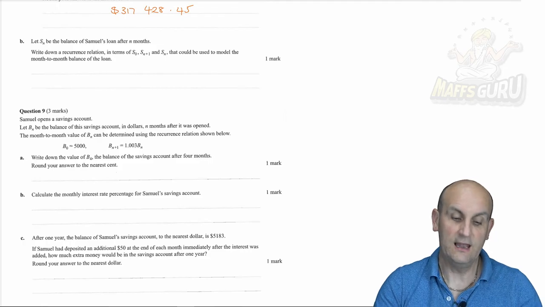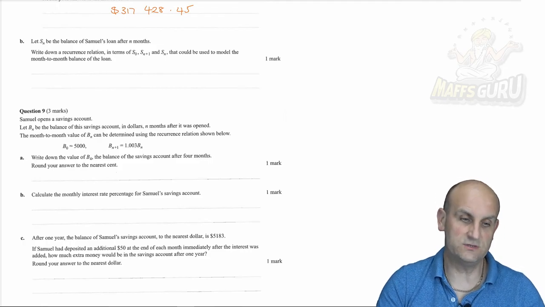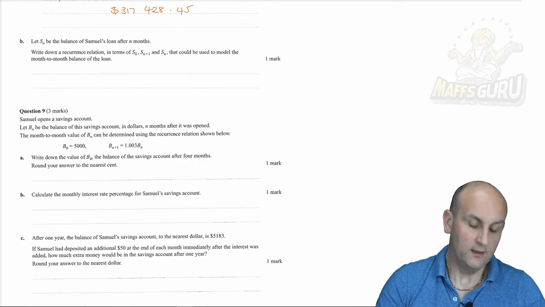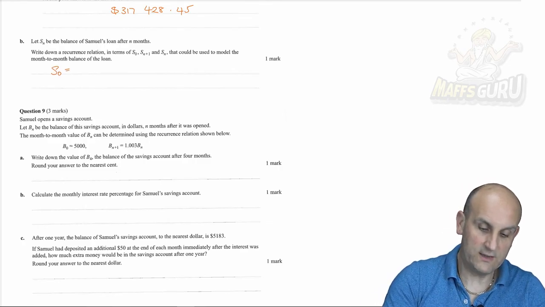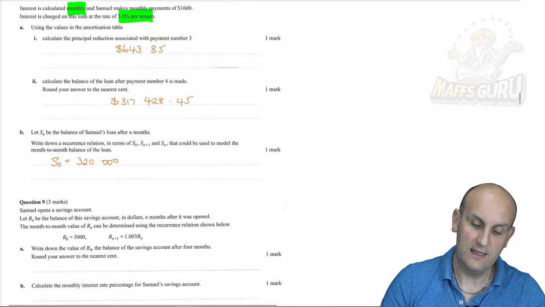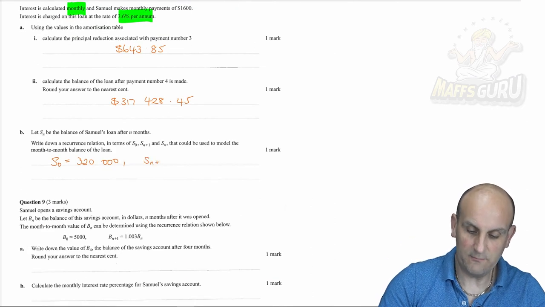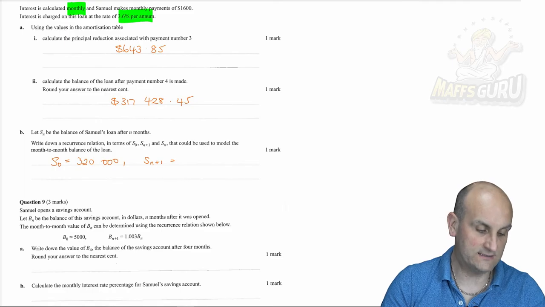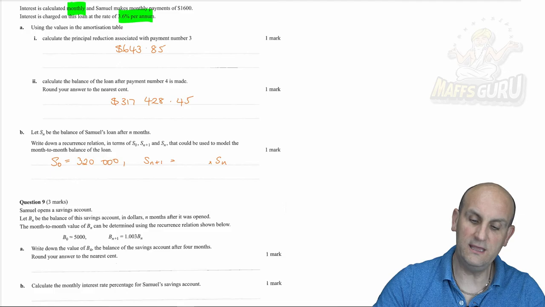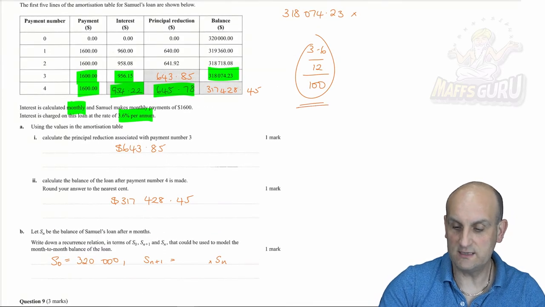Don't round. Let Sn be the balance of Samuel's loan after n months. Write down a recurrence relation in terms of those that could be used to model the month-to-month balance of the loan. Now, here we go. We know that S0 is equal to 320,000. That came from our first value. That was our opening balance. And we now know that to get to S of n plus 1, you're going to take the previous balance, which is going to be S of n, multiply it by our interest rate plus 1.